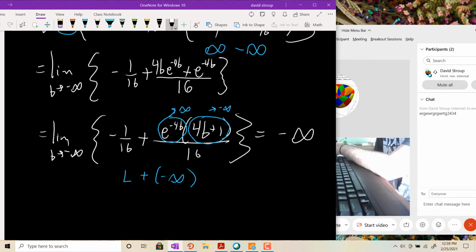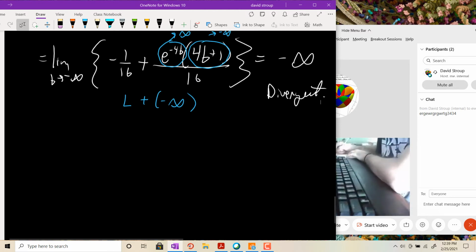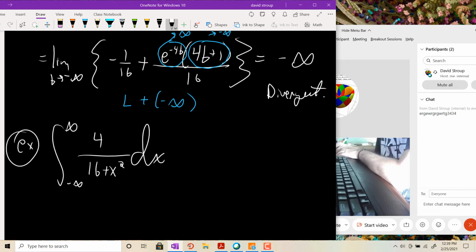In other words, it's divergent. Okay, great. Let's look at one a little more complicated here. It has two infinite symbols on it. So in our example here, negative infinity to infinity. So we're just integrating over the complete number line of 16 plus x squared dx. And let's see what happens.